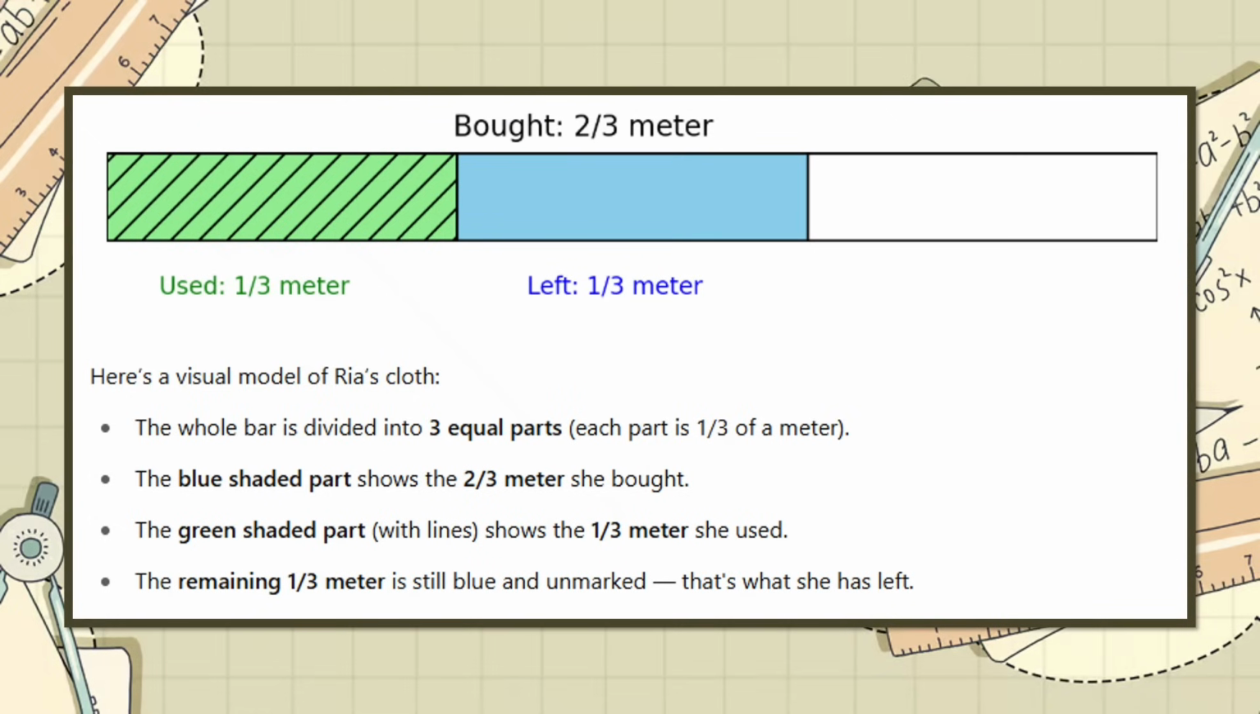So here's a visual model of Ria's cloth. The whole bar is divided into 3 equal parts. Each part is 1/3 of a meter. The blue shaded part shows the 2/3 meter she bought. Now the green shaded part with lines shows the 1/3 meter she used. Now the remaining 1/3 meter is still blue and unmarked. That's what she has left.